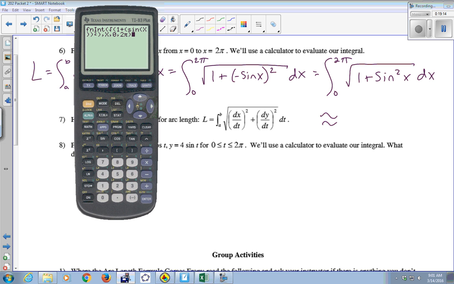Okay, so I opened the square root. I opened the sine and squared it. Close the sine, close the squaring. Yeah, that should do it. Okay, so I get about 7.64. It's different than what I got when I did this earlier. Make sure I'm in the right mode. Yep, I might not have been when I did it before.